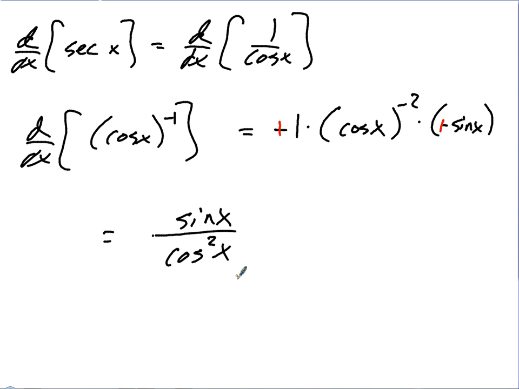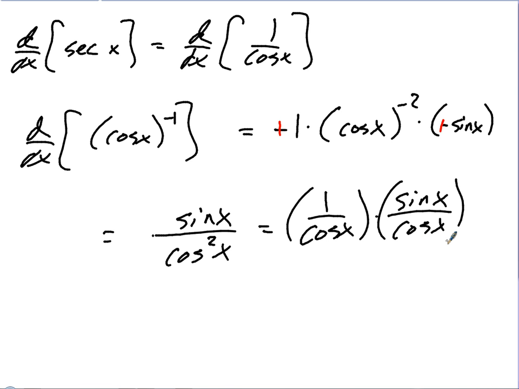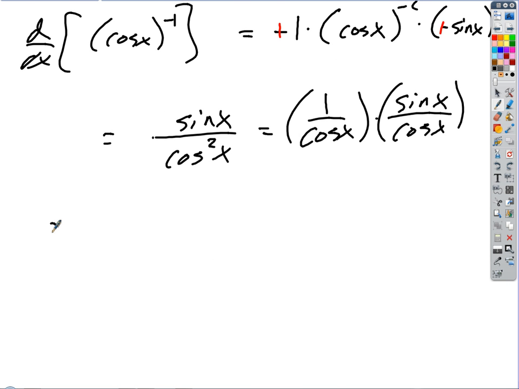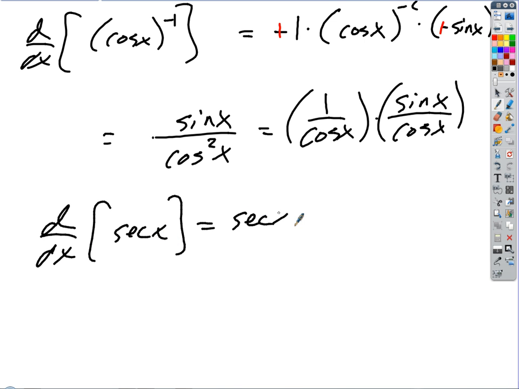Okay, now I can split them. Good. So I could write that as 1 over cosine times sine over cosine. Everybody agree? Okay. And what is 1 over cosine? What is sine over cosine? That fits our pattern, doesn't it? Right? So we got it. Okay? We proved it. That wasn't blind.